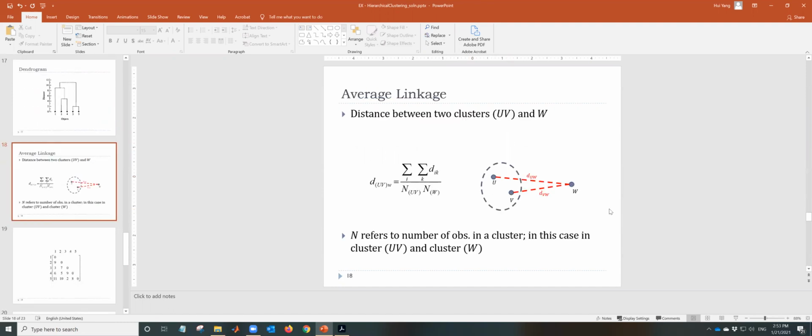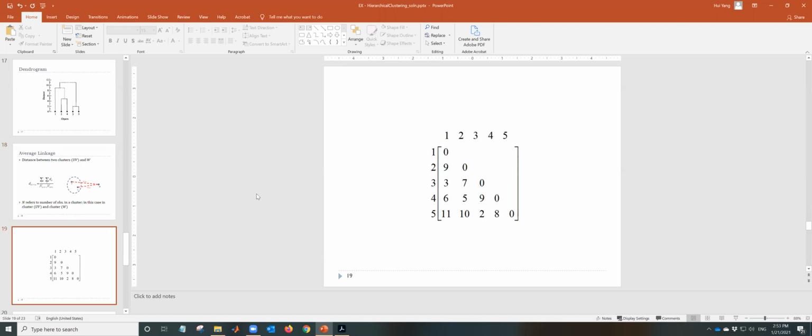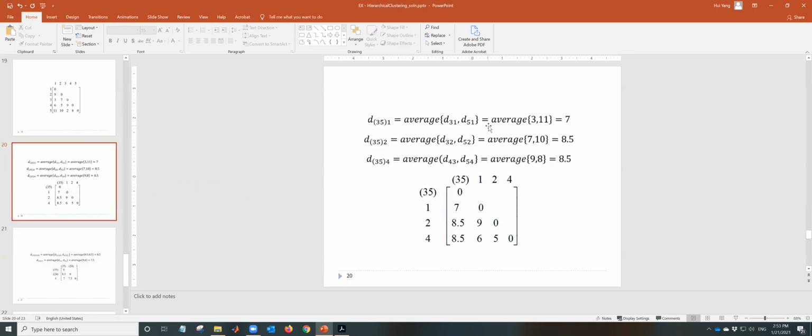Average linkage: you calculate the distance from any member in one cluster to any member of the other cluster, then divide by the number of links you have. Here n refers to the number of observations in one cluster, in this case cluster U V and cluster V. So you just multiply the members in one cluster and the other cluster. Then here is the total number of links, distance calculations, you have. So same, when you do the D351, you actually do the average. So this is 7.